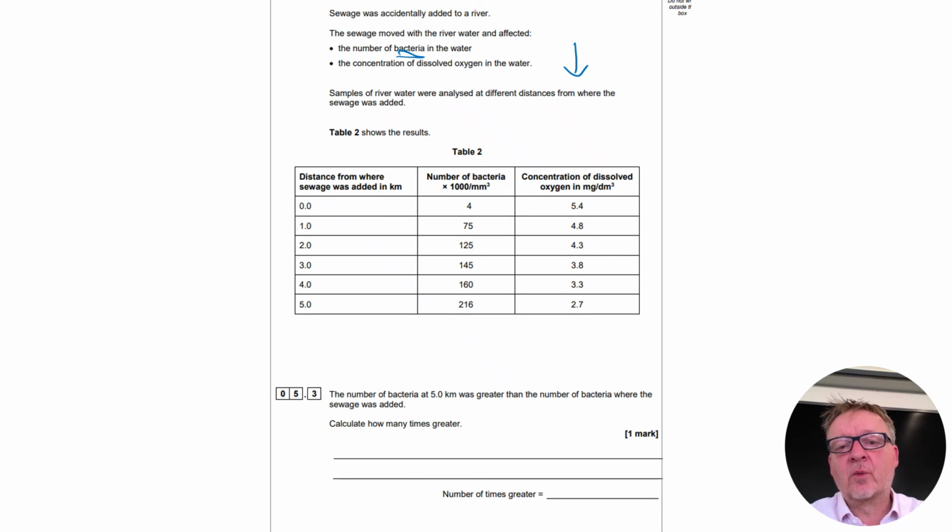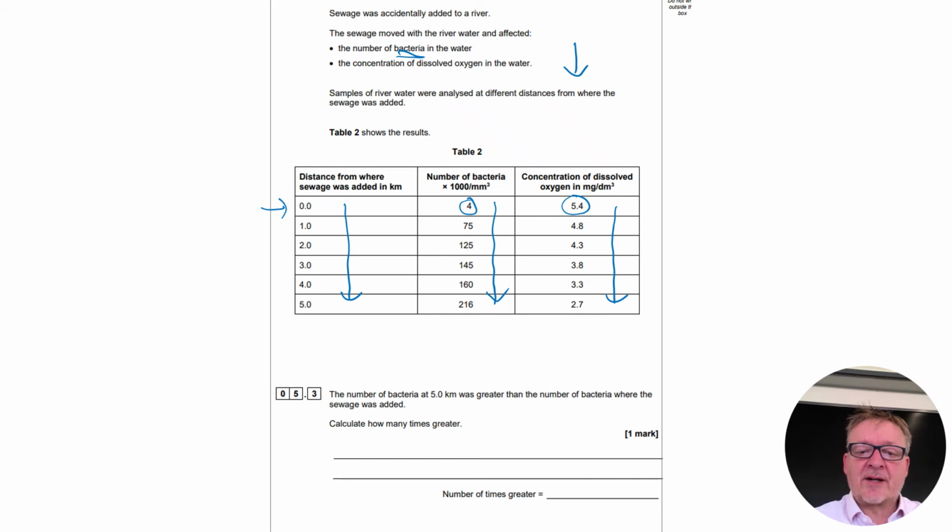Samples of river water were analysed at different distances from where the sewage was added. Okay, so sewage added at 0, number of bacteria per 1,000 millimeters cubed was 4. Concentration of dissolved oxygen was 5.4. So what we can do is you can see in kilometers as it goes away, the number of bacteria increases and the concentration of oxygen decreases.